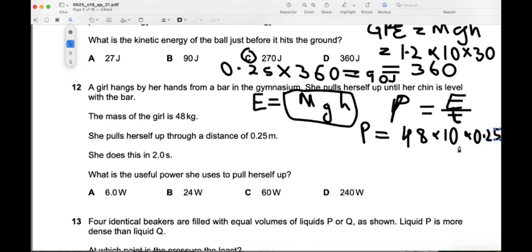Okay, so if you multiply this 0.25 by 10, it becomes 2.5. 2.5 times 48, everything divided by the time. Time is 2 seconds. So if you multiply and divide everything by 2, you get 60. So which is C? 60 watt. The unit of power is watt, okay? 60 watt. So this becomes the answer to this question.